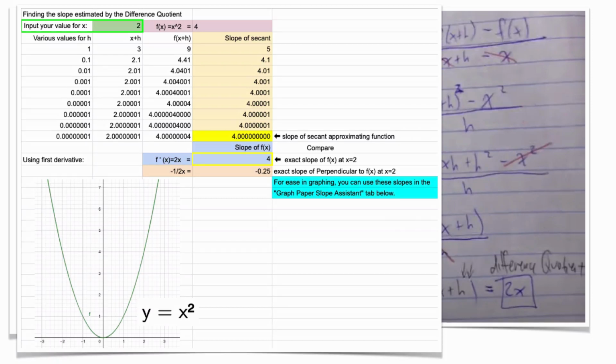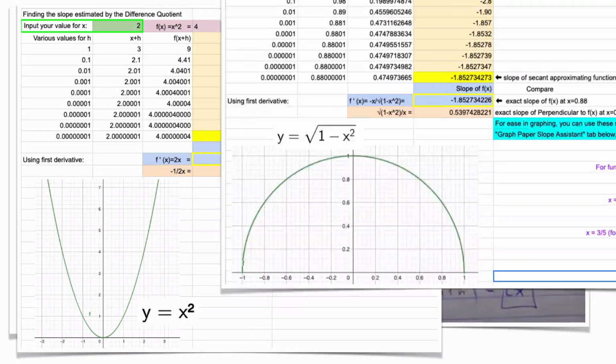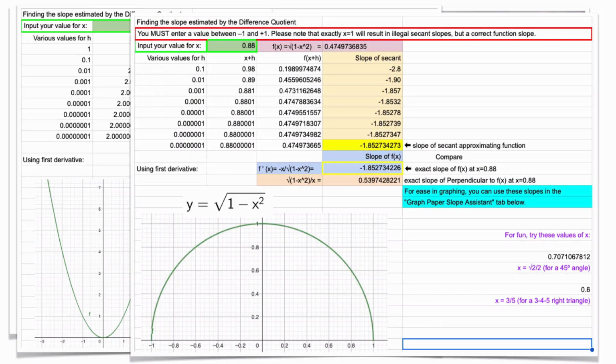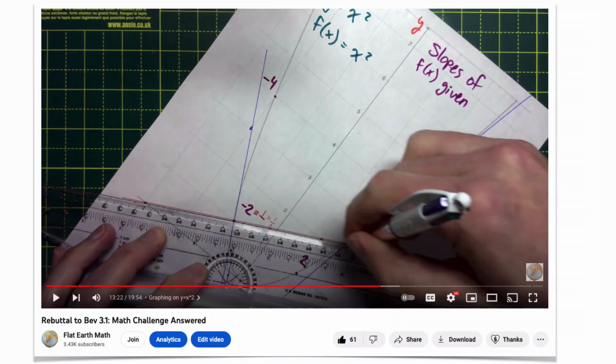I also included the negative reciprocal slope for the perpendicular to a graph. And then, for fun, I also repeated the process for the top half of a circle, because this entire exercise was inspired by the On the Level folks insisting you can't find a perpendicular to a circle or to any other curve. To show that 2x is indeed the slope of the graph, and also that negative 1 over 2x was the slope of the perpendicular, I graphed them on graph paper. And it turns out that you can, in fact, graph the perpendicular to a slope.